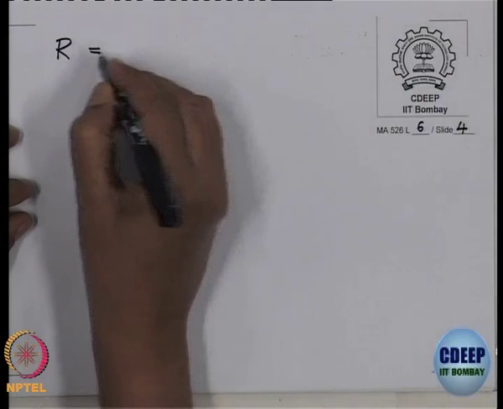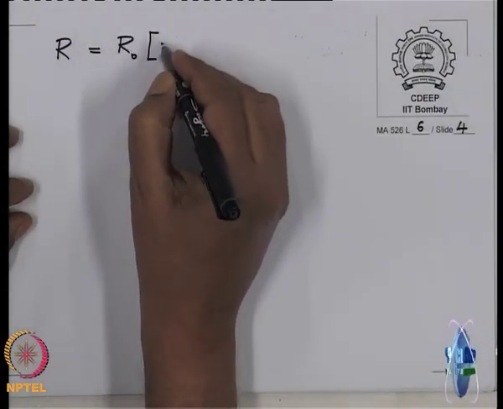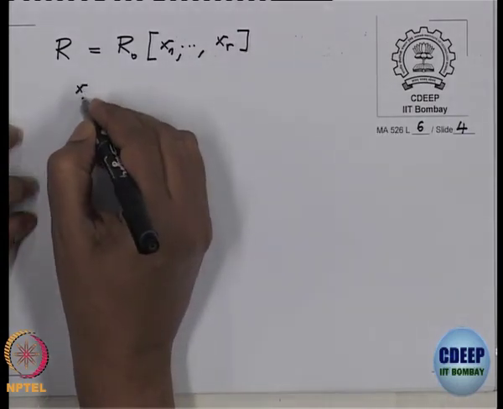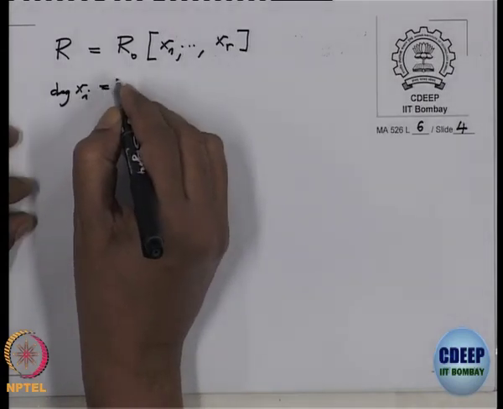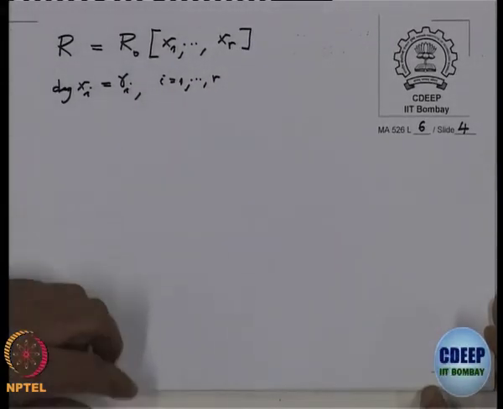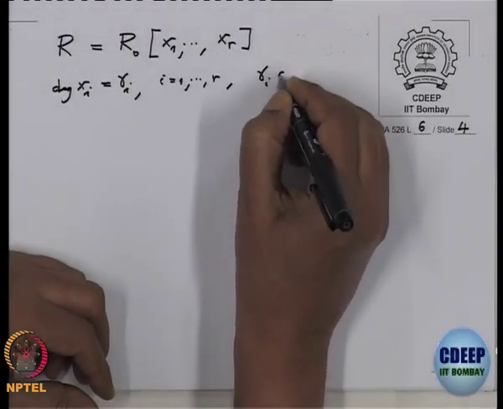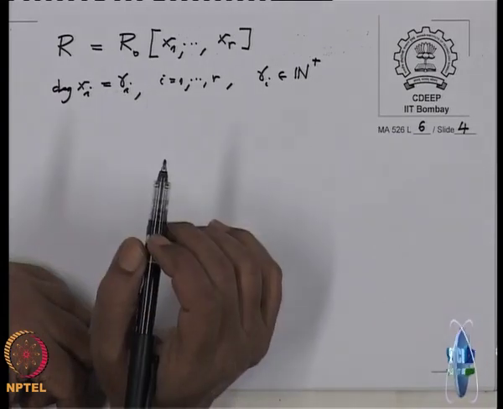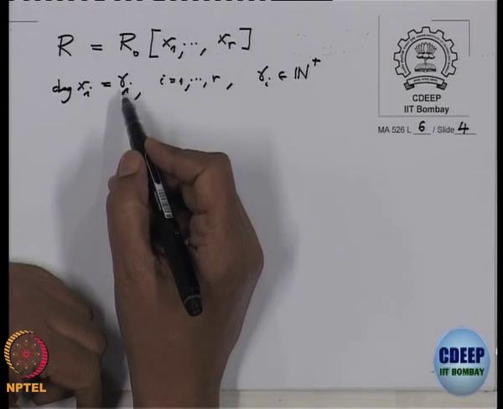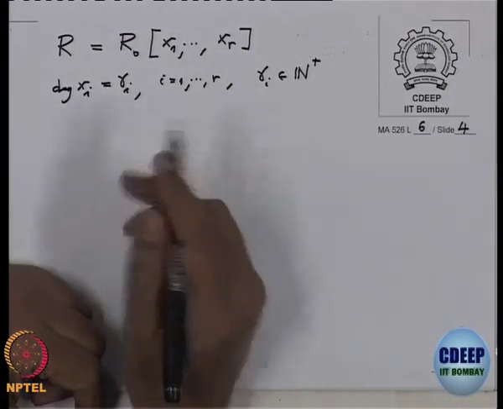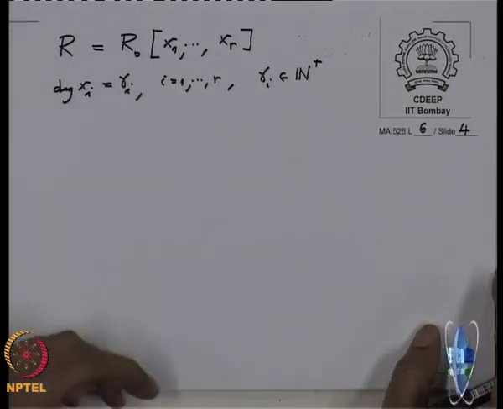So, what is the theorem? We know now that R is generated over R naught by finitely many homogeneous elements x1 to xr, each xi homogeneous, and let us call the degrees gamma i, i from 1 to r. They are natural numbers, positive integers actually. When all the gamma i's are 1, we are in the standard case, and we will see some examples where not all gamma i's are 1, which also helps in the calculation of some Hilbert series or other invariants.